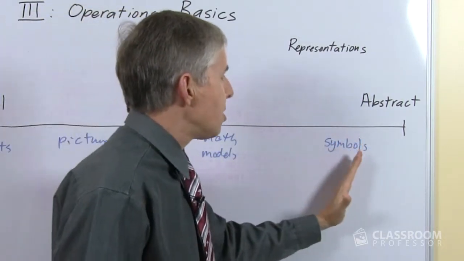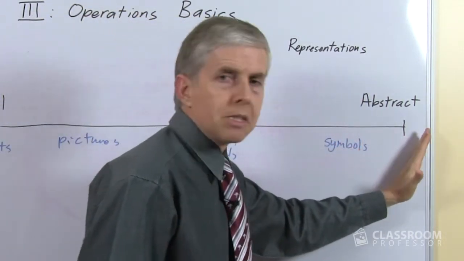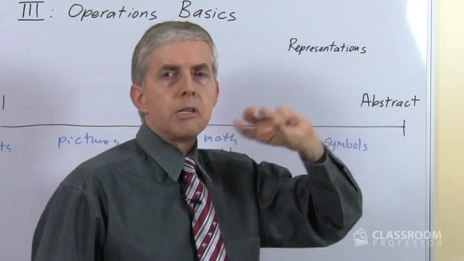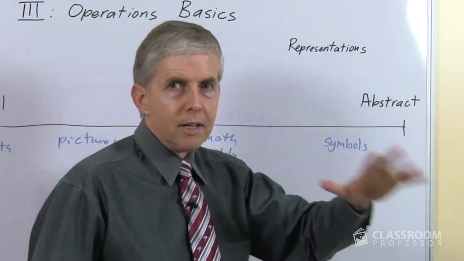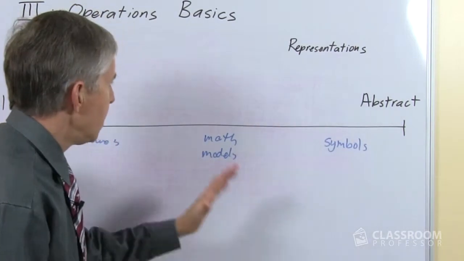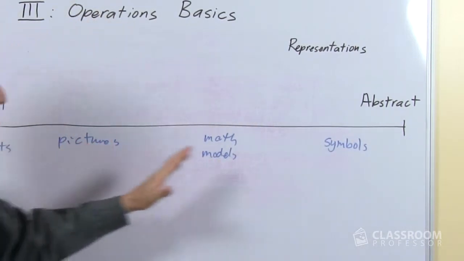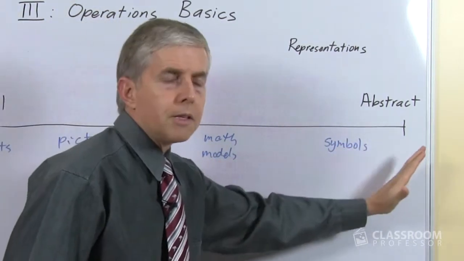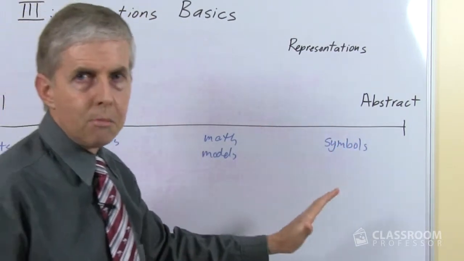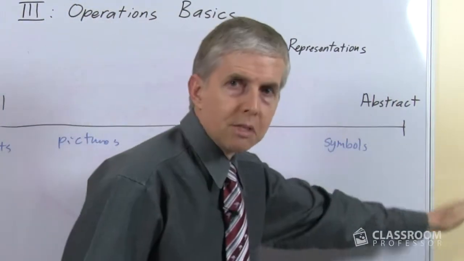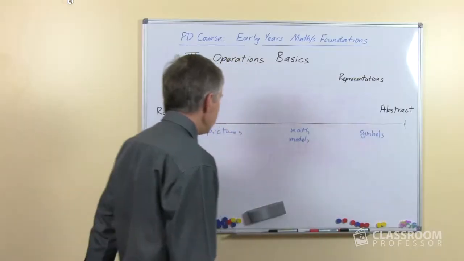What I mean by that is the numbers themselves are truly abstract. They're truly separated from the physical world. I talked about that in the first video, so I don't want to go over that again. But even the symbols are not as abstract as the numbers themselves. They're very close to it.